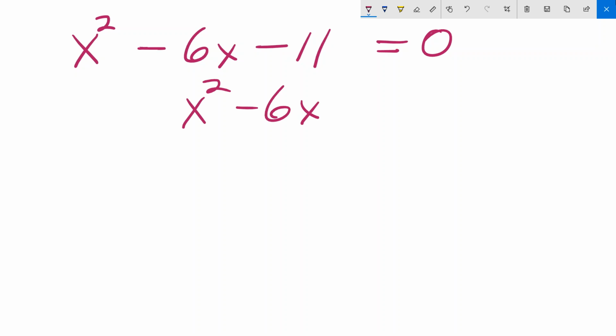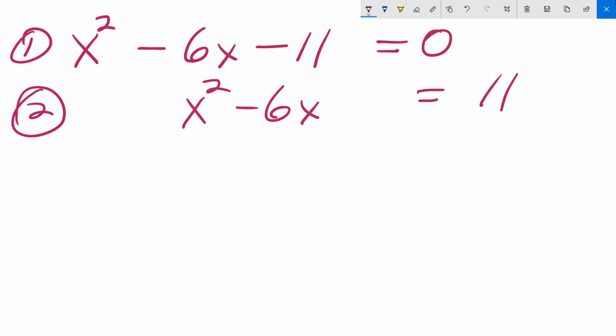Minus 6x equals 11. Okay. Now, the one thing you want to pay attention to when you're completing the square is that you do not change the equation from line 1 to line 2. And when you go to line 3, it has to be the same. You're not allowed to change one of the sides of the equation without making the same change on the other side.